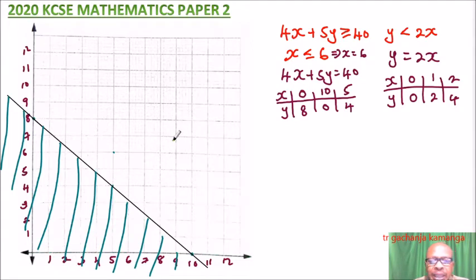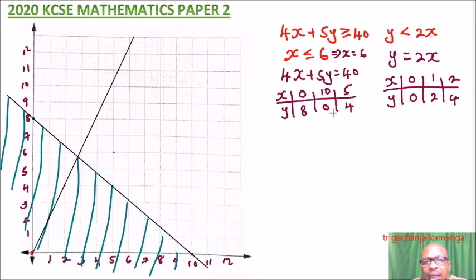We come to this other one, and we say when x is 0, y is 0. So that is a point. Let's use a clear color. When x is 1, y is 2. So we say it's there. When x is 2, y is 4. So those are the points. We draw a straight line to represent that. So that is our line.